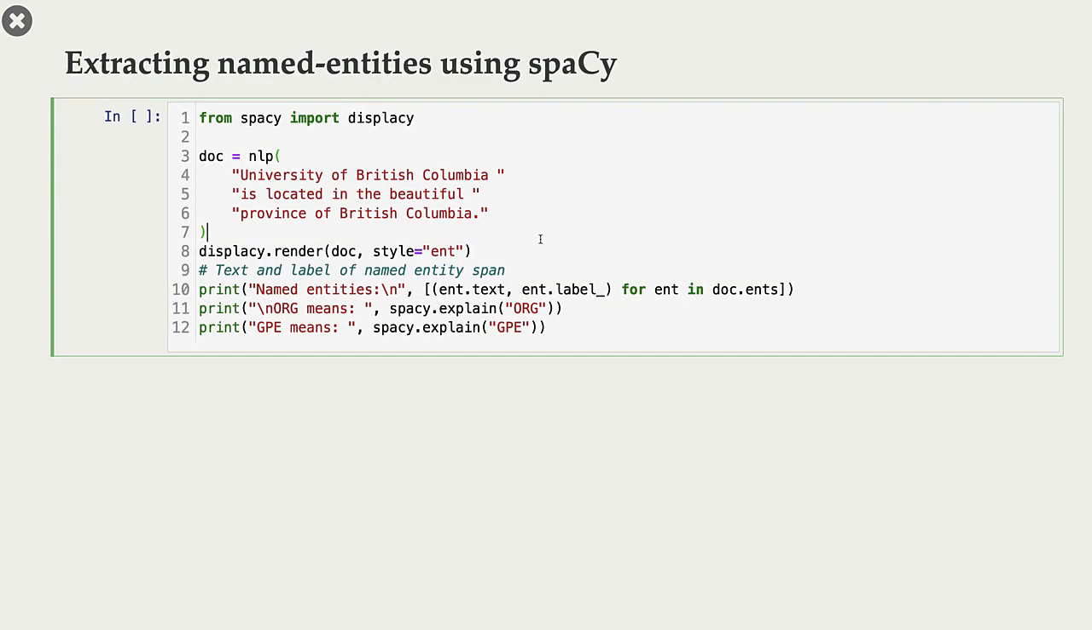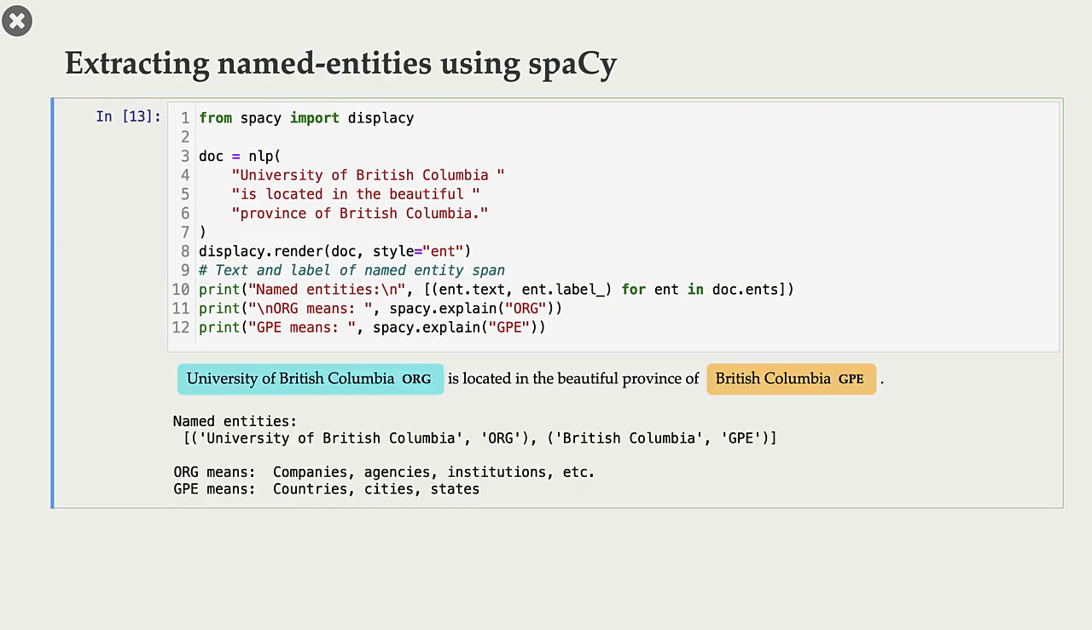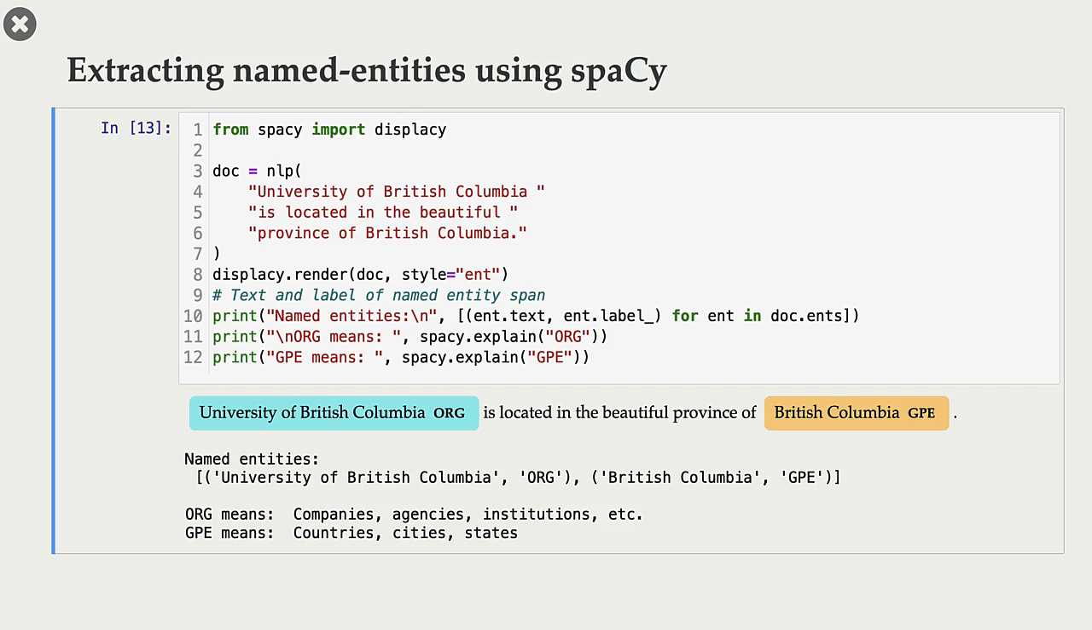Let's look at a couple of examples. Let's first look at how to extract named entities using spaCy. Okay, so this is our example text: University of British Columbia is located in the beautiful province of British Columbia. And how do we access named entities from this text? We just use doc.ents and we access each entity from it. And this is what we get. In this sentence, spaCy identified 2 entities. The first entity is this organization, University of British Columbia, and the second entity is this geopolitical entity, British Columbia.